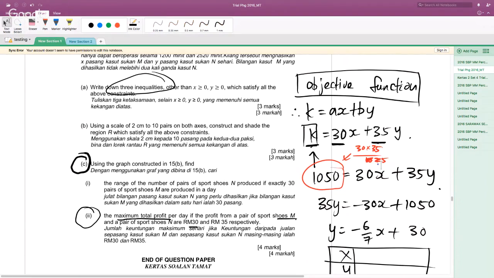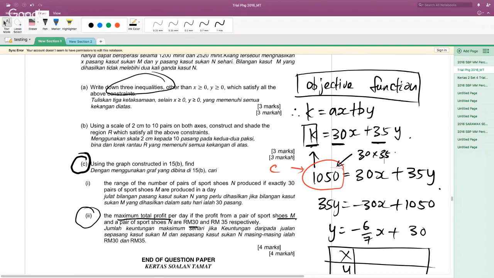It can be any value. It won't affect the gradient of the straight line. This value only affects your C value, which is the y-intercept. Okay? Where does the 1050 come from? This value 1050 you basically have to form by yourself. I mean, this value is not given. This is 30 multiplied by 35.